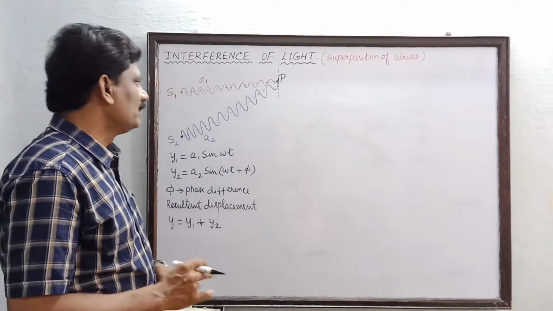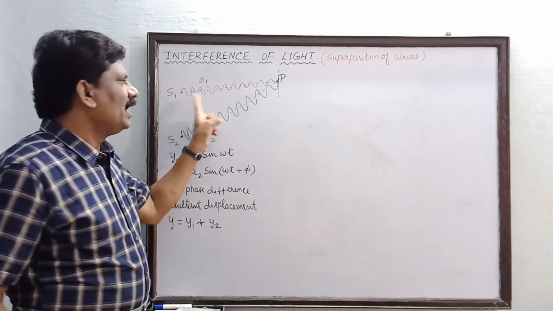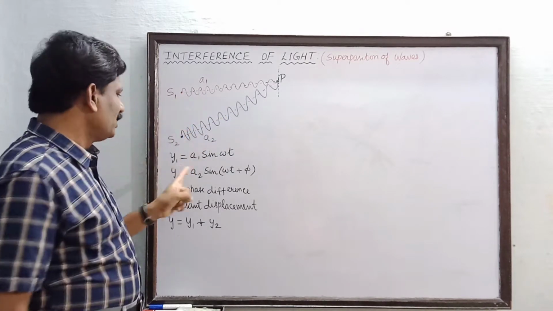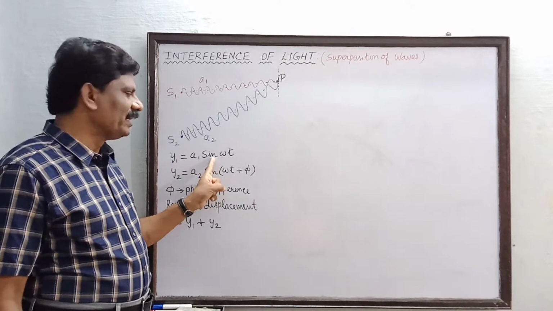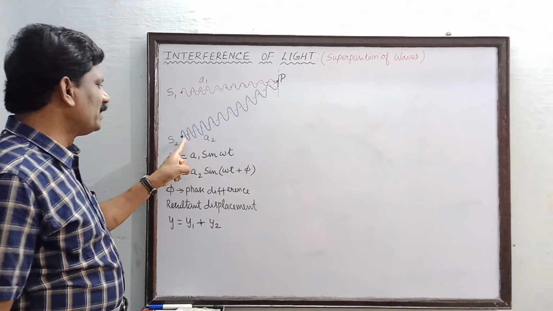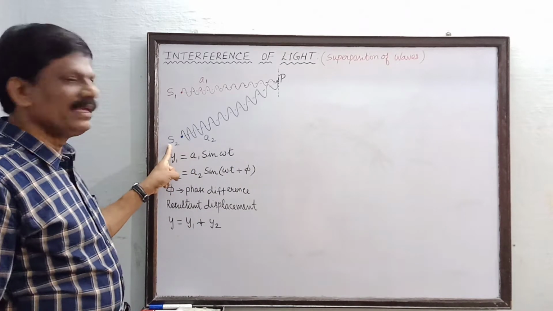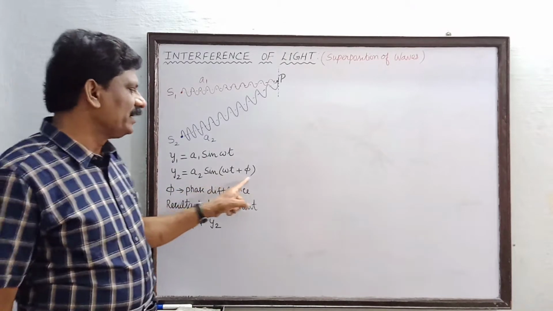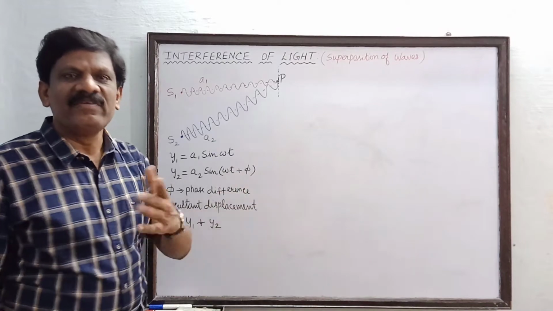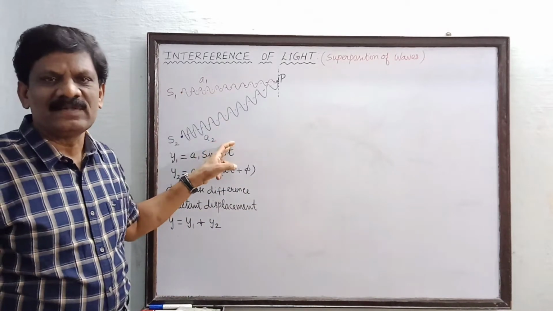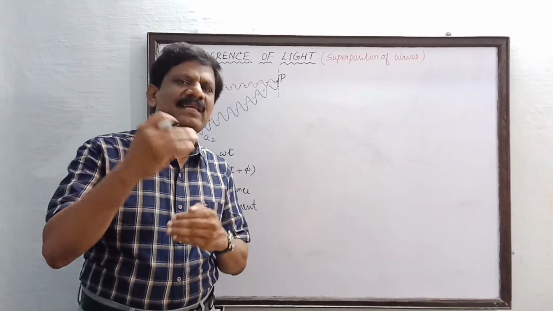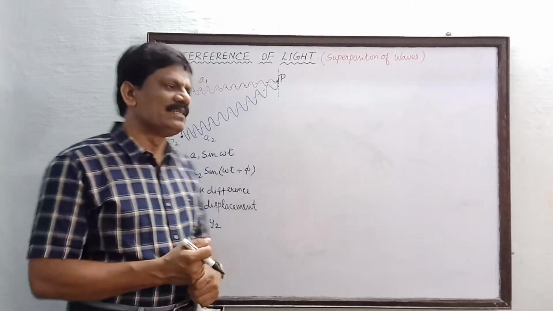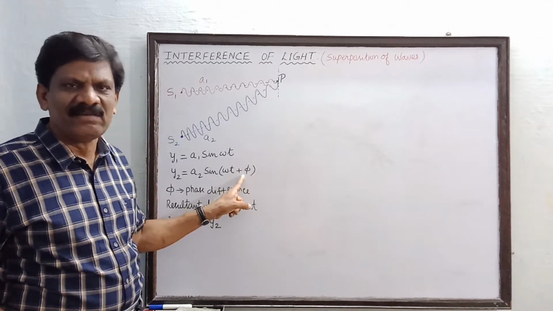Okay. Now the displacement of the light wave emitted by the source S1 is given by y1 equal to a1 sin omega t, and the displacement of the light wave emitted by S2 is given by y2 equal to a2 sin(omega t plus phi), where phi is the phase difference between the two light waves. So one wave may start earlier than the other one or a little later than the other one. This phase difference is represented by the phase angle phi.